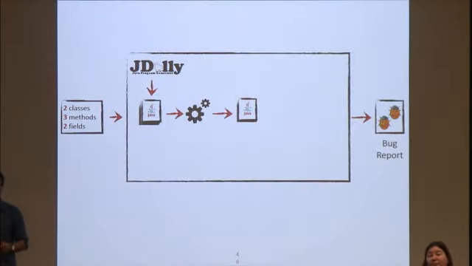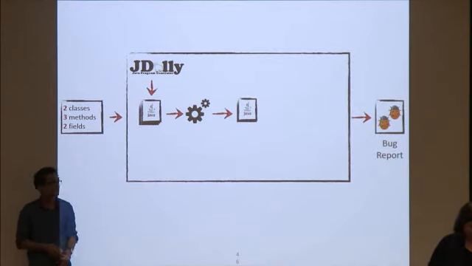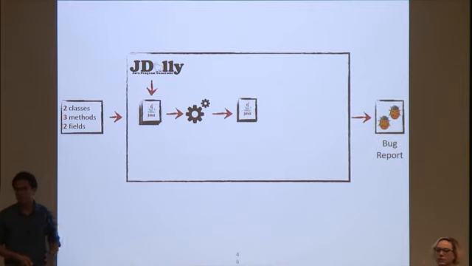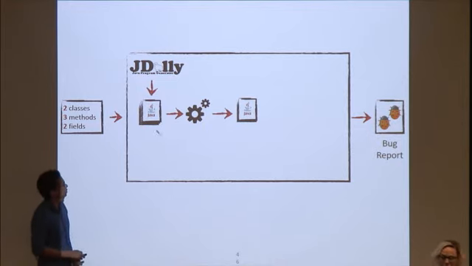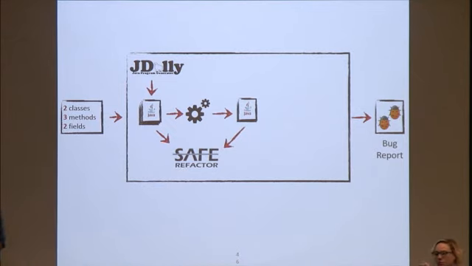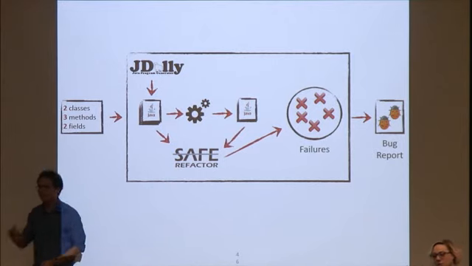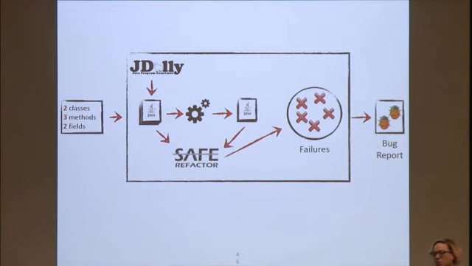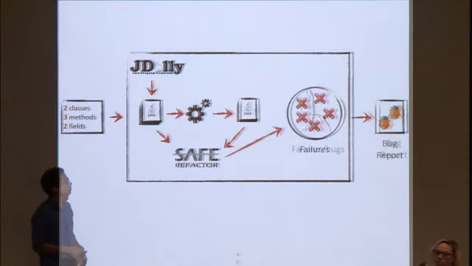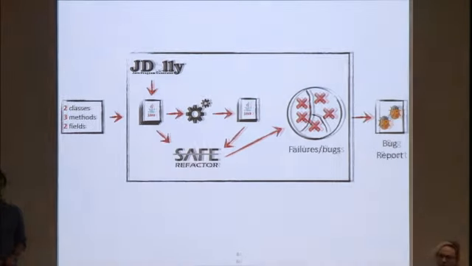And then we have the oracle problem. How do we know that the result is correct? If there is a compilation error, it's fine. It's very easy to check. But if there is a behavior change, it's much more complicated. So we proposed a tool called SafeRefactor that generates tests for comparing the behavior of these two versions of the program. If the behavior is different according to SafeRefactor, we detect a failure in the refactoring tool. And finally, we classify these failures into distinct bugs and report them to the developers.